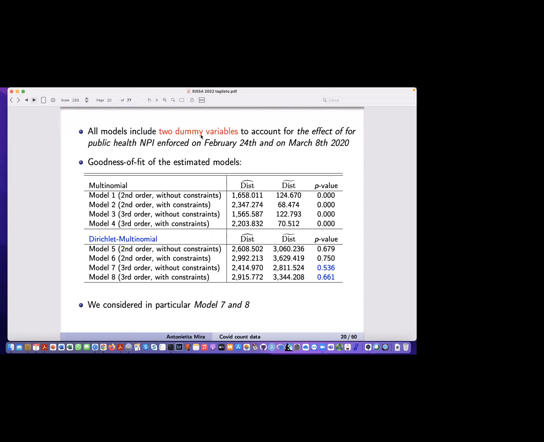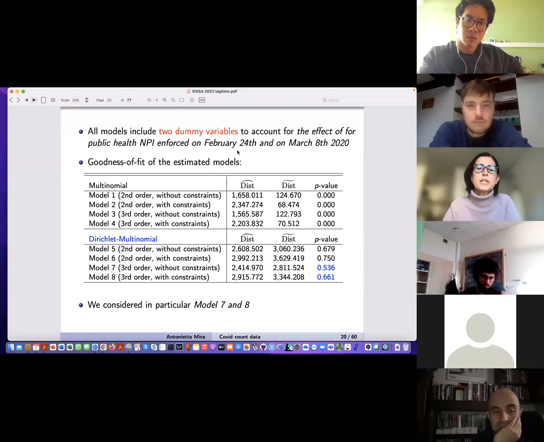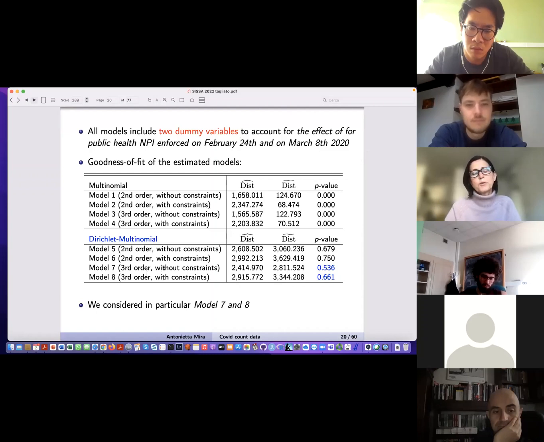Moreover, the results I'm going to show you incorporate 2 dummy variables to account for the effect of the non-pharmaceutical interventions that were enforced in Italy on February 24th and on March 8th, 2020. Looking at the posterior predictive p-value, we see that the model that best fits is the Dirichlet multinomial with third order polynomials, either with or without constraints. Here you see that the p-value is the closest to 0.5. So from now on, I'm going to show you results related to those two models.